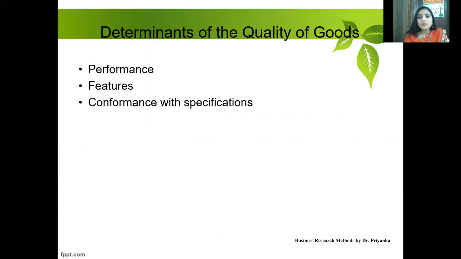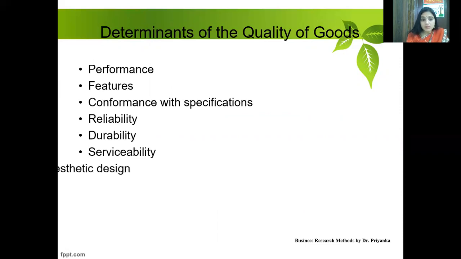Determinants of the quality of goods. When we are talking about goods, whether they are performing well in the market, what are their features, conformance with specifications, reliability of the product, then durability of the product, serviceability of the product, and aesthetics and design. These all are important. These days, everything is important, whether the product is looking good, whether its service is possible or not, whether it is going to be durable, whether it's reliable or not. Everything is important these days. So we can check everything related to the quality of that product through surveys.